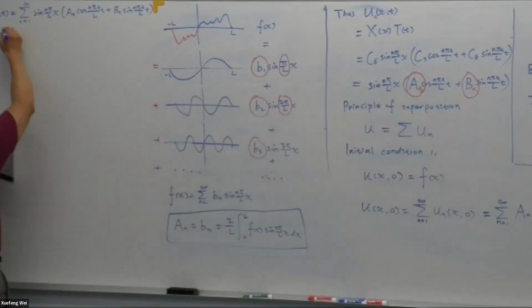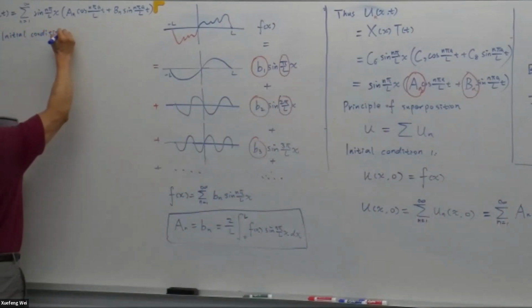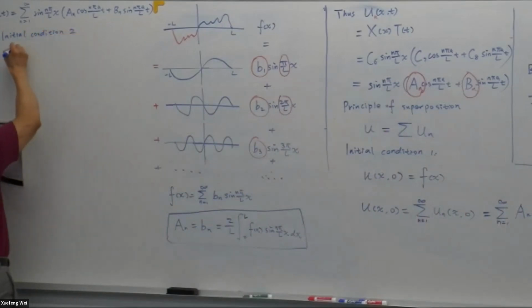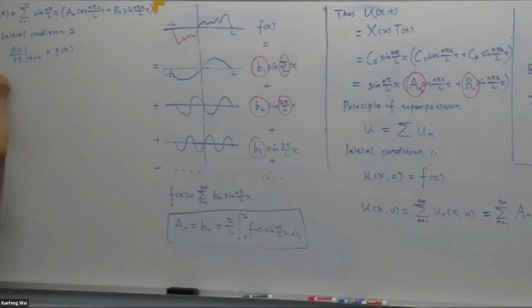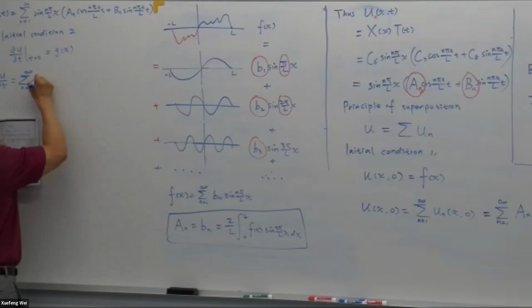Okay, now let's look at initial condition 2. Initial condition 2, which is what? Partial u, partial t, at t equals 0, equals g(x). Okay, now let's do partial u, partial t for this one. What is partial u, partial t? This part is considered a constant, so you can still write it there, n pi over L x.